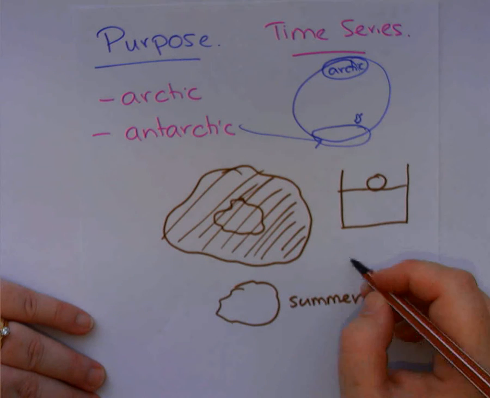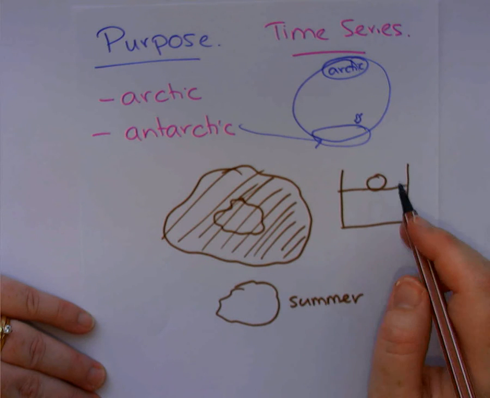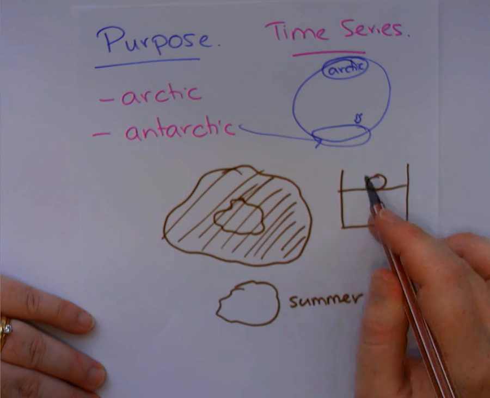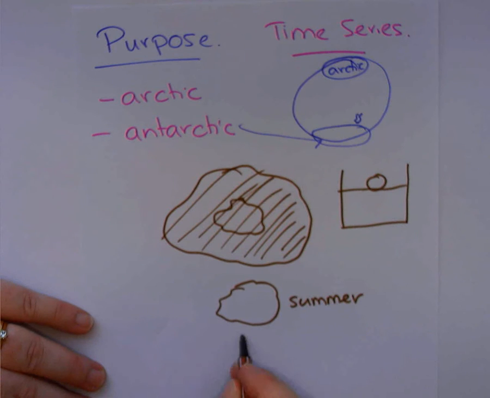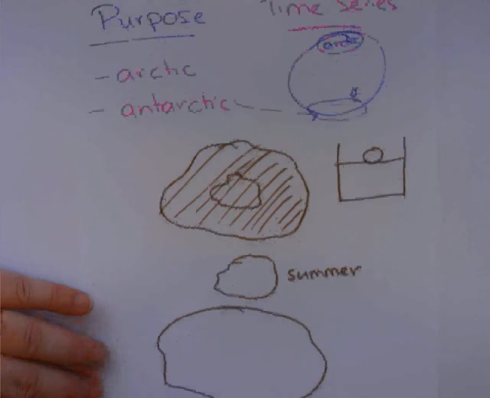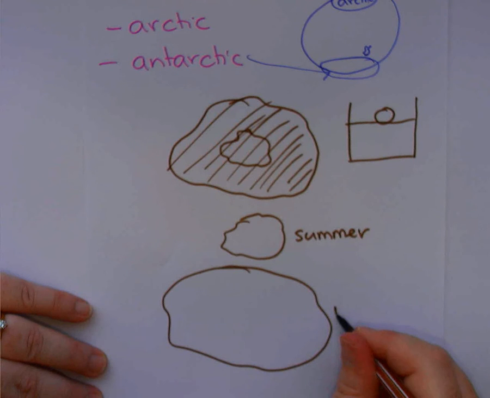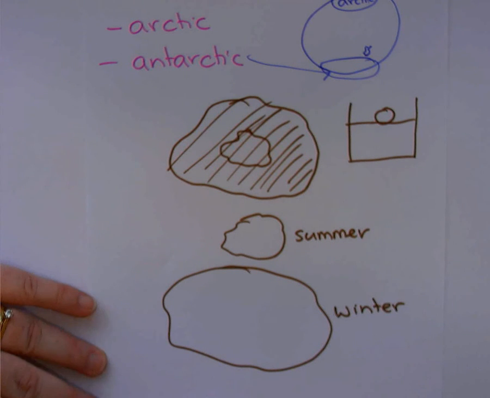Whereas if I was to freeze that glass, the whole thing's going to turn into ice, but there's going to be a lot more area covered in sea ice. So in our winter, it's a lot colder, so that means the piece of sea ice is going to be a lot bigger.